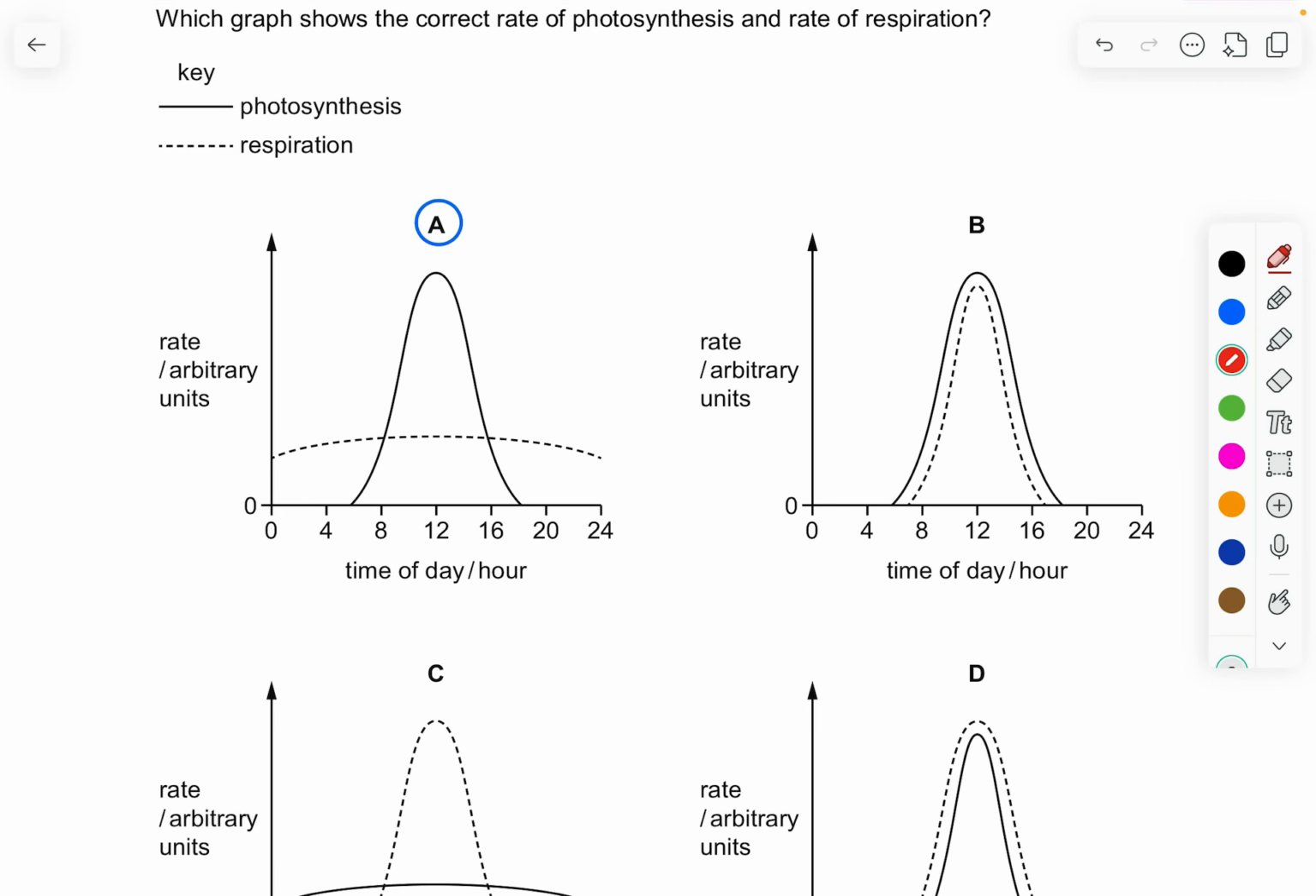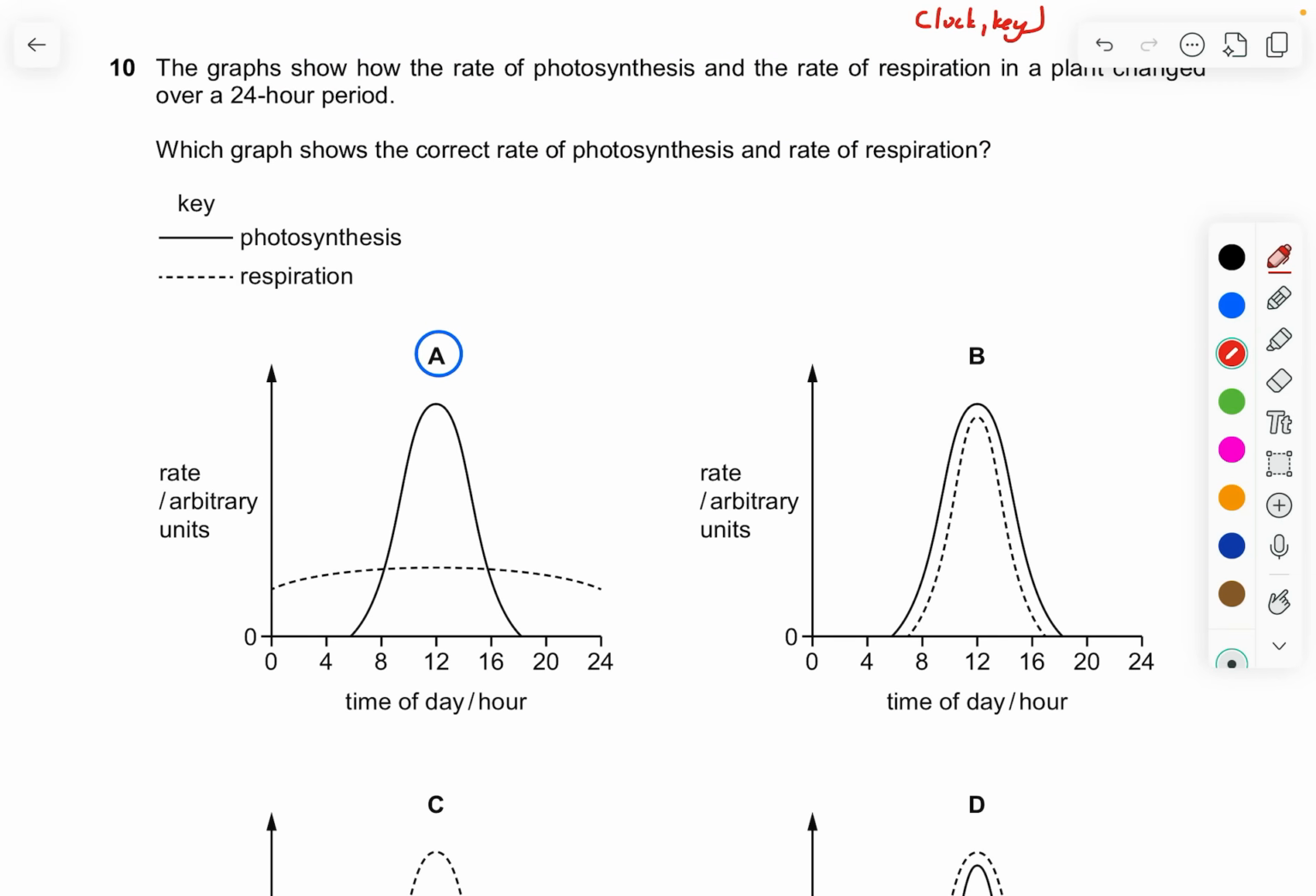Why is that? Because you have to remember that photosynthesis requires two things. They need sun and they need chlorophyll. So it has to undergo during the day. It cannot undergo during the night. But respiration can occur at all times, actually 24/7.